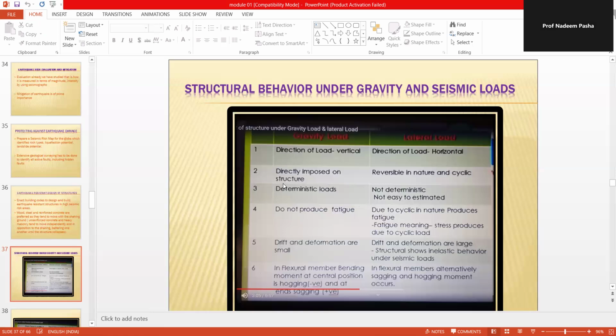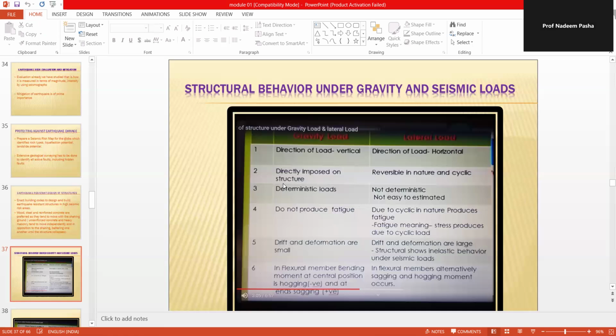Next, deterministic load. Gravity load we can consider as a deterministic load that we can determine, whereas lateral load is not deterministic or not easy to estimate. How much lateral load is acting? We cannot estimate it. Next, gravity load does not produce fatigue, whereas lateral load, due to its cyclic nature, produces fatigue. Fatigue means stress production due to cyclic load.